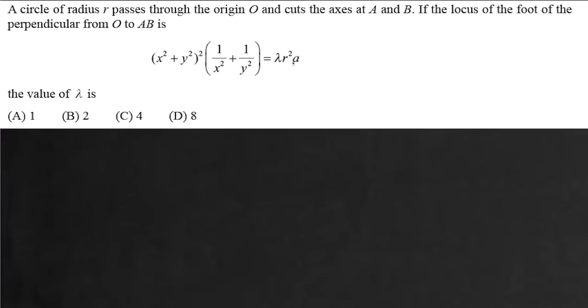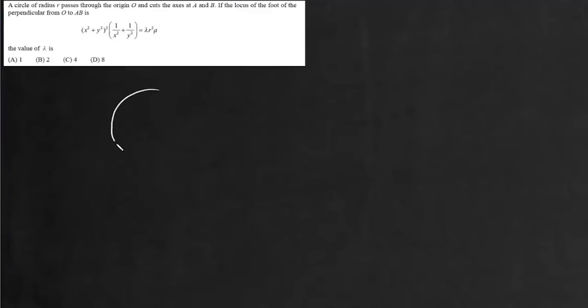Now here the question is, a circle of radius R passing through origin cuts the axes at A and B. The locus of foot of perpendicular from O to AB is this value, then find the value of lambda. So we have this circle which passes through origin and which intersects axes at A and B. And the radius of this circle is R.